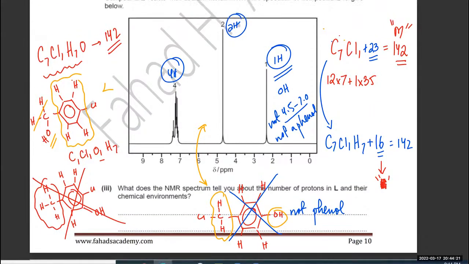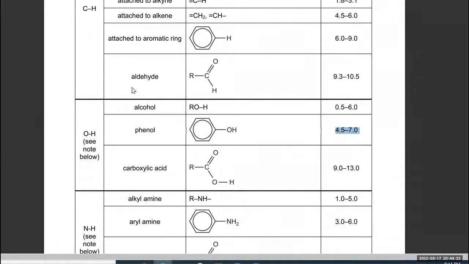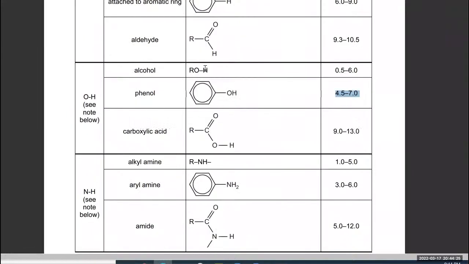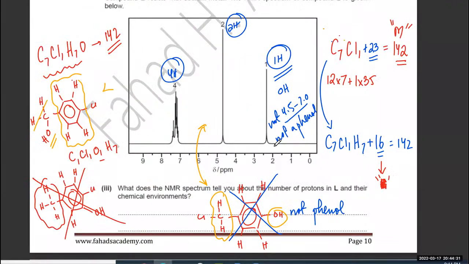Yes, sir. But it can be an alcohol, because the alcohol peak, where's the alcohol? The OH peak, this one. It's at 0.5 to 6. So it does fit that range. So this one can be alcohol. That makes sense, but it can definitely not be a phenol. Which is why I've eliminated this one. So this is the correct option, this one over here. Is that clear? Yes, sir.